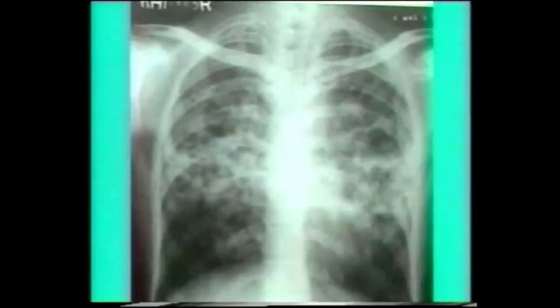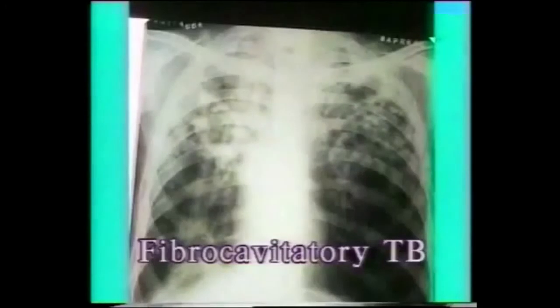This X-ray shows a fibrocavitatory lesion in the mid-zones. Note the dense streak-like shadows of fibrosis with cavities in between. In this X-ray, we see advanced fibrocavitatory lesions on both the sides. Note the very dense and sharply defined shadows of fibrosis on both sides, and on the left side, amidst the fibrosis, the arrow points to one of the small thick-walled cavities.